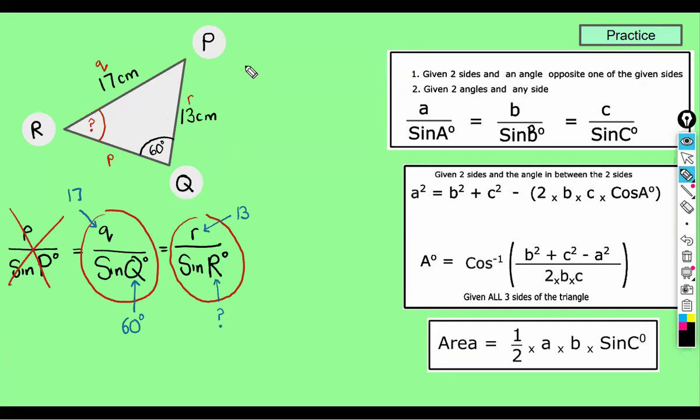I have 17 divided by sine 60 is equal to 13 divided by sine capital R. All I did was substitute in the values. Everyone take down everything, take down this and then take down this. Space is limited, right? So I have to write a little small.